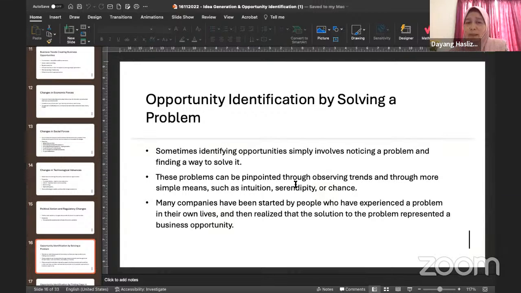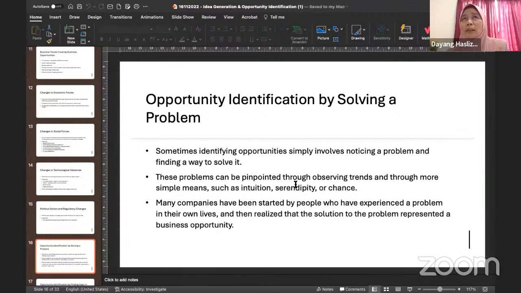Just now it was about trends, and the next approach is opportunity identification by solving a problem. Sometimes identifying opportunities is simply done by noticing problems and finding a way to solve them. This problem can be pinpointed through observing trends and through simple means, sometimes through intuition, sometimes through discovery or serendipity, or sometimes by chance. Many companies have been started by people who have experienced problems in their own lives, and they realize that the solution to the problem is a business opportunity.